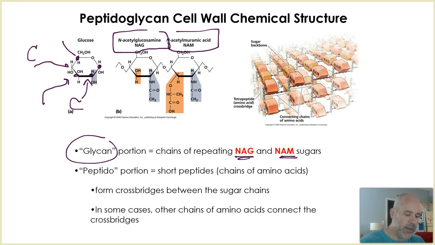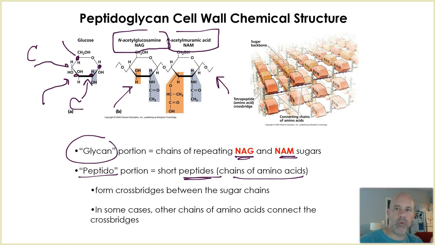And so NAG and NAM kind of look like glucose, but you can see that there are some other patterns of other atoms attached there to make them unique and different from glucose. But so the glycan portion, again, you've got these repeating NAG-NAM, NAG-NAM, NAG-NAM chains. Peptido, hopefully that's reminding you of peptide. And a peptide, when you hear that term, is generally a short chain of amino acids. So whenever you're hearing peptide, polypeptide, protein, that's always referring to chains of amino acids.